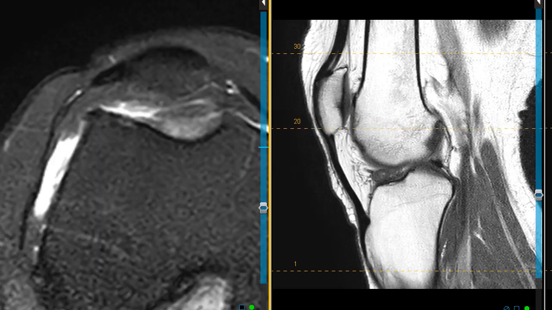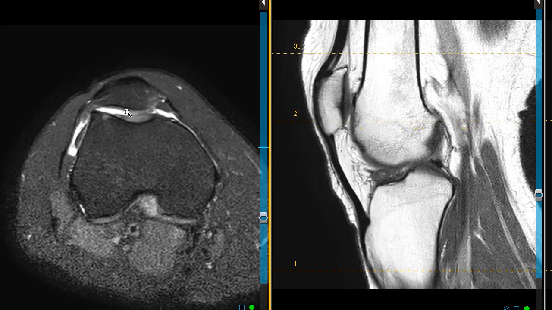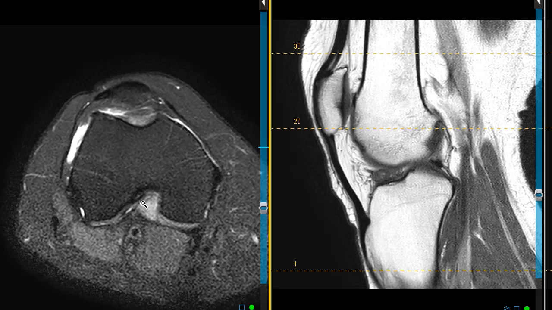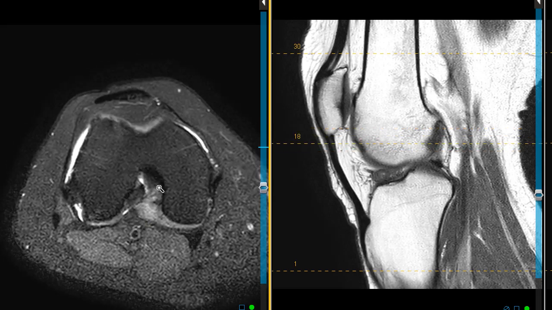Maybe a little bit of spurring here as well, so some mild arthritis or patellofemoral erosive disease here, and that definitely could contribute to pain going down steps. But she also has a couple other findings. One is back here, in the posterior knee. This is her posterior cruciate ligament.